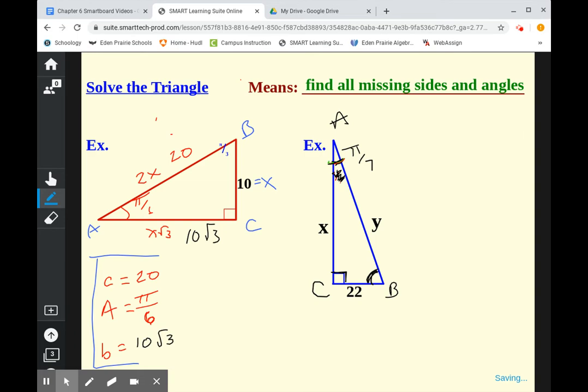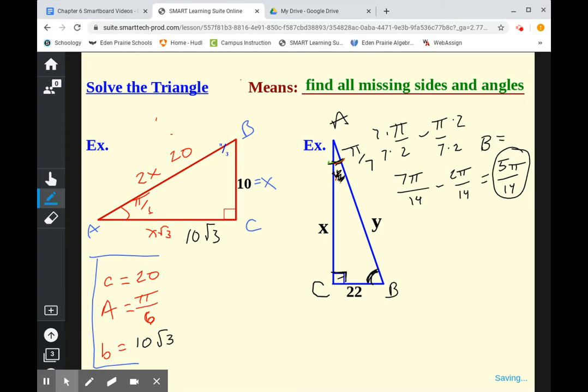Pi over 2 is all we have left over, because angle C is pi over 2, which is 90 degrees, already part of our triangle. If I have pi over 2 remaining for angle A and angle B, I'll take pi over 2 and subtract pi over 7. Get a common denominator: multiply top and bottom by 7 here, multiply top and bottom by 2 here. That leaves me with 7 pi over 14 minus 2 pi over 14, which equals 5 pi over 14. And that is the measure of angle B. So there's angle B.